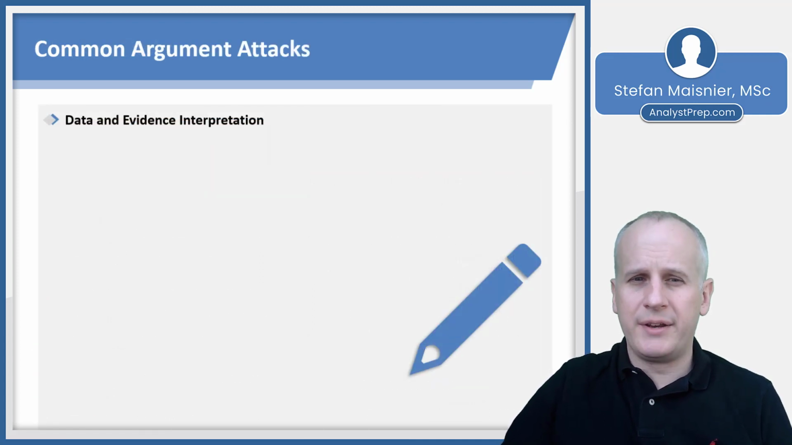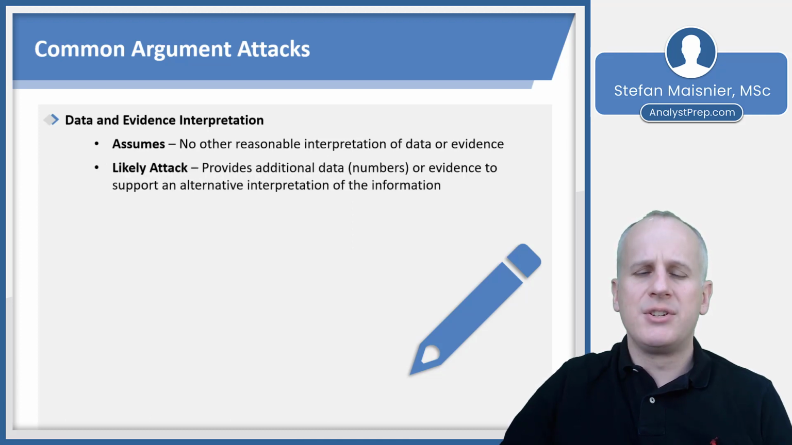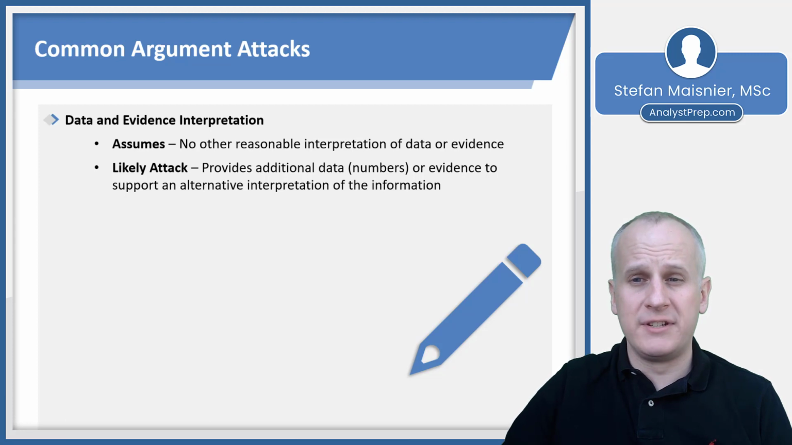So we know that data and evidence interpretation is going to be another common argument type, and those types of questions are going to assume that there is no other reasonable interpretation of the data or evidence. So in order to attack that kind of argument, you need to find additional data, often some sort of numbers, potentially even percentages, proportions, or other evidence to support an alternative interpretation of the information.